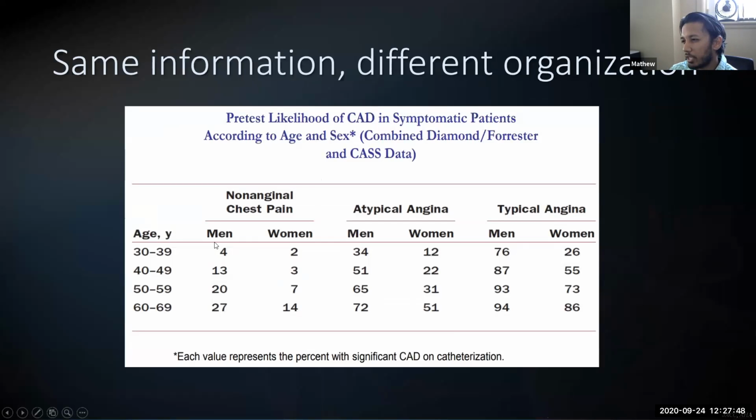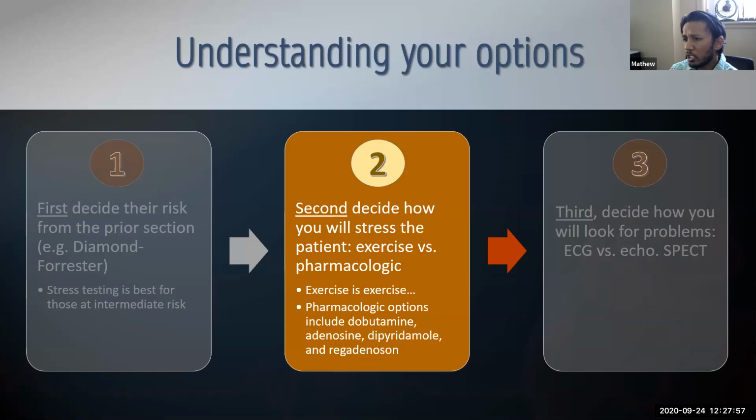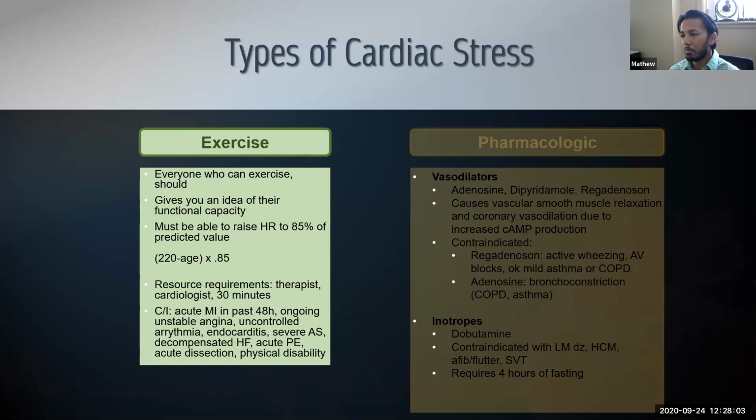And you can see that as you went from top left to bottom right, low pretest probability down to high pretest probability, the numbers got higher as we'd expect. So we've answered number 1. We've decided what the risk is based on the Diamond Forrester. So the next thing we need to do is, how are we going to stress them? This is the largest part of the talk, I think, because it's the most important from your board's perspective.